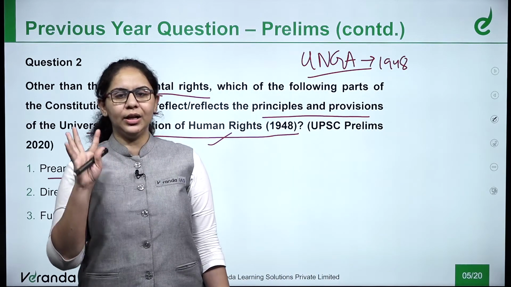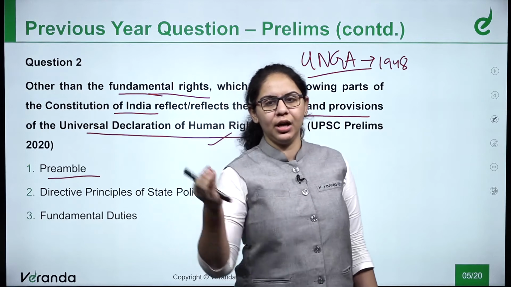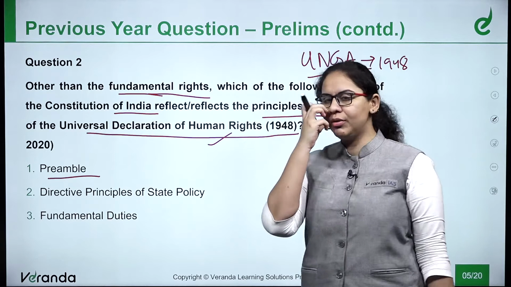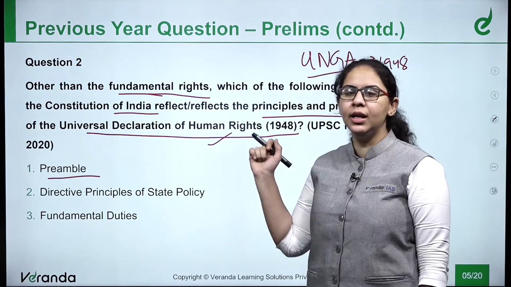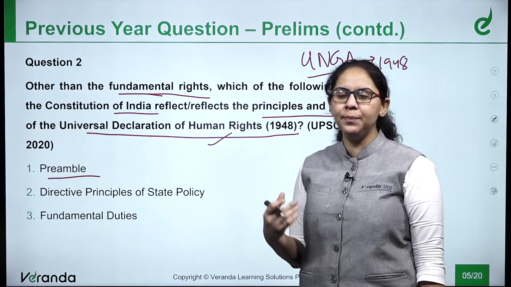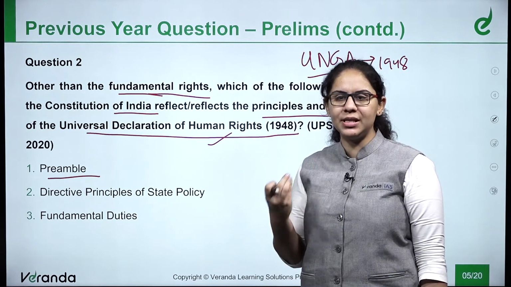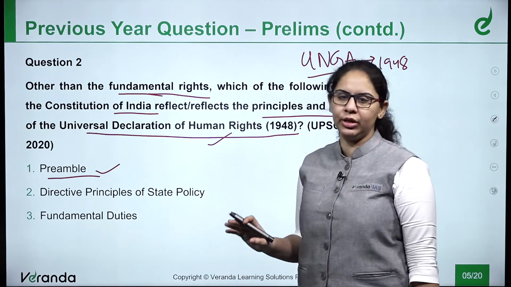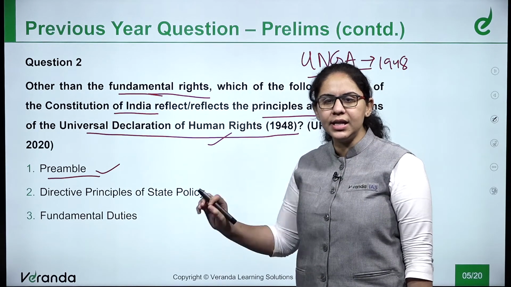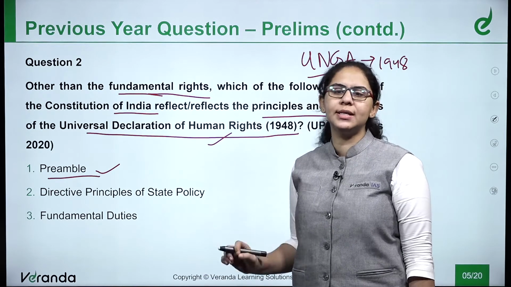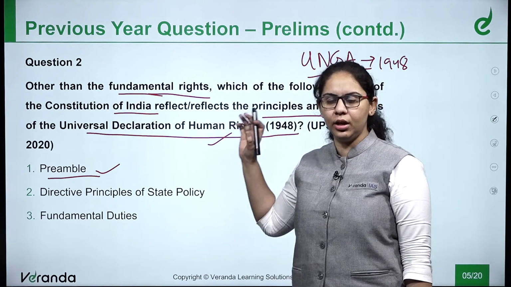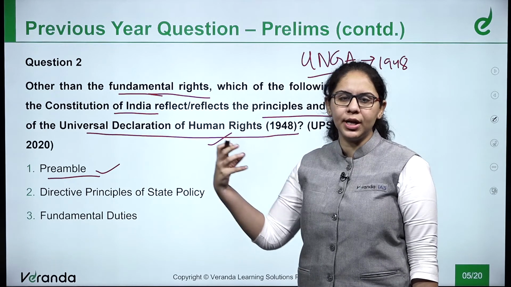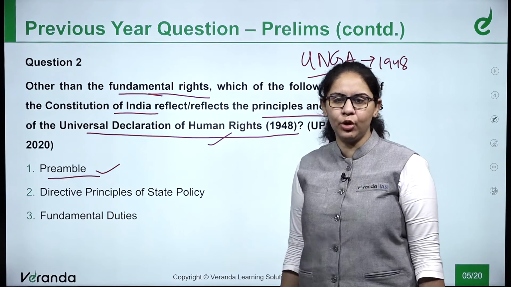Now I'll tell you the knowledge part, the information part, which is required to tackle this question. The Universal Declaration of Human Rights talks about human rights, very simple, and human rights are the right to equality, and there is the very relevant, very basic right to life and so many rights. So basically the preamble reflects this philosophy. Apart from the preamble, it is DPSP also that ensures that human rights should be established and promoted in India as per this declaration of 1948.